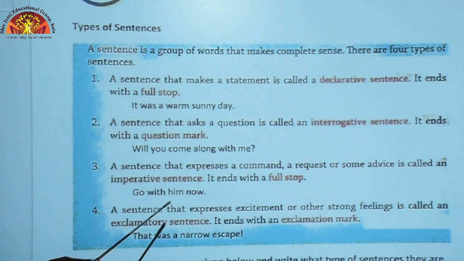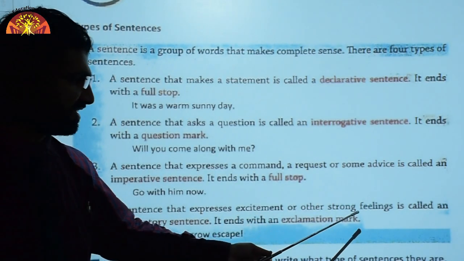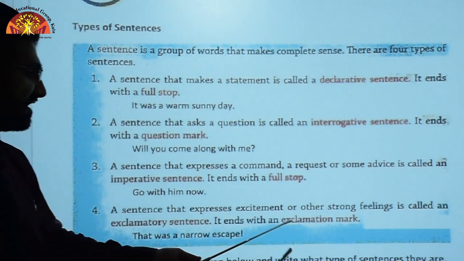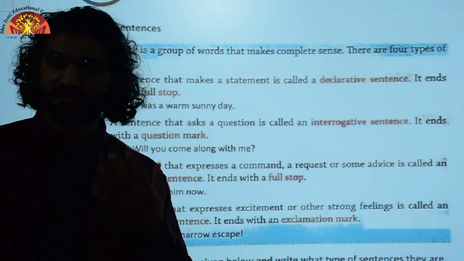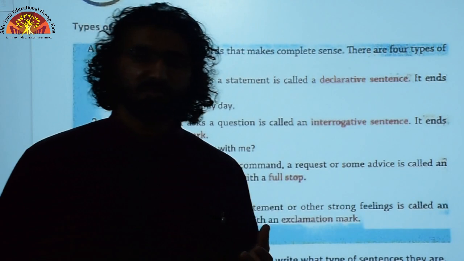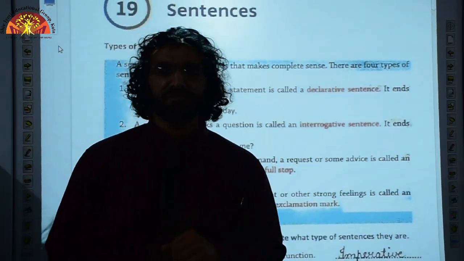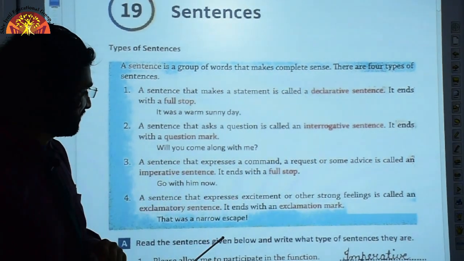Go with him now. A sentence that expresses excitement or other strong feeling is called an exclamatory sentence. It ends with an exclamation mark. That was a narrow escape. So when we want to express our strong feelings about anything, it might be a sad one also, it might be a happy one also, but those sentences are known as exclamatory sentences.